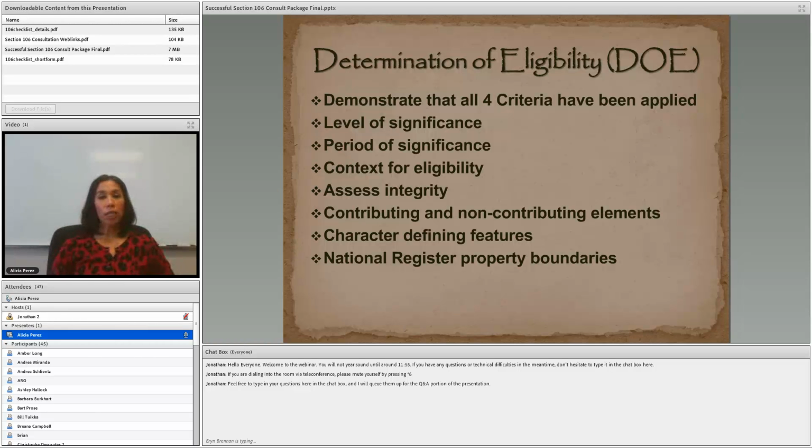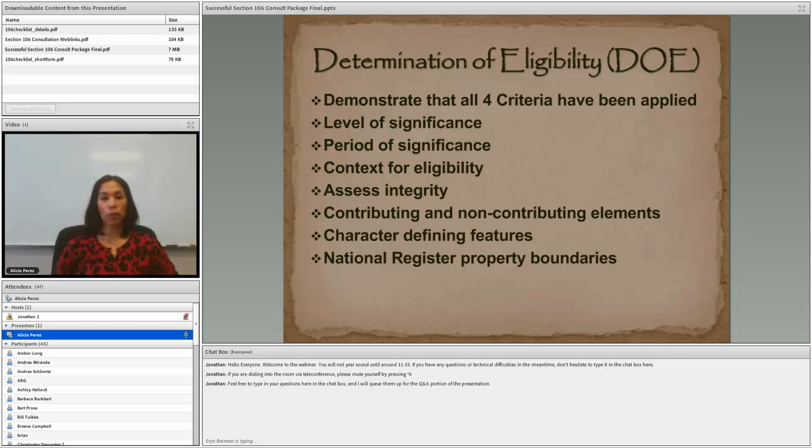You want to explain the level of significance, so is the property significant under the national, state, or local level, period of significance, of course your historic context, followed by assessment of integrity, so there's 7 aspects of integrity. And you may also want to discuss contributing and non-contributing elements. So for instance, through testing of an archaeological property, you determine that a portion of the property does not contain data that contributes to the overall significance of the resource, but the remaining portion of the site is contributing. You want to explain that in your DOE.